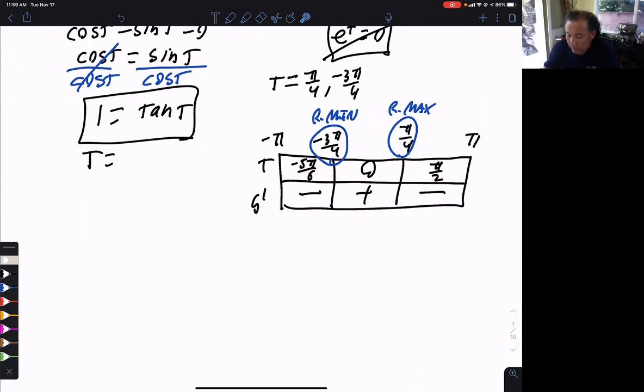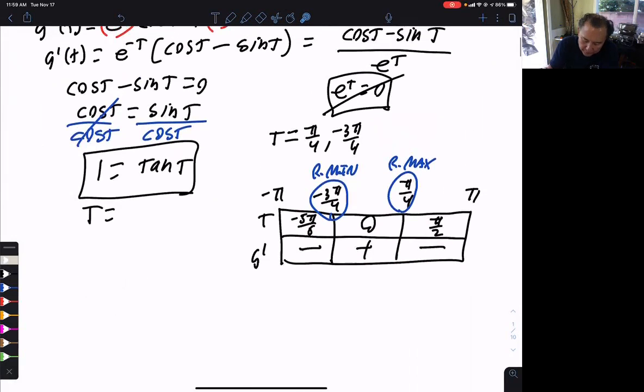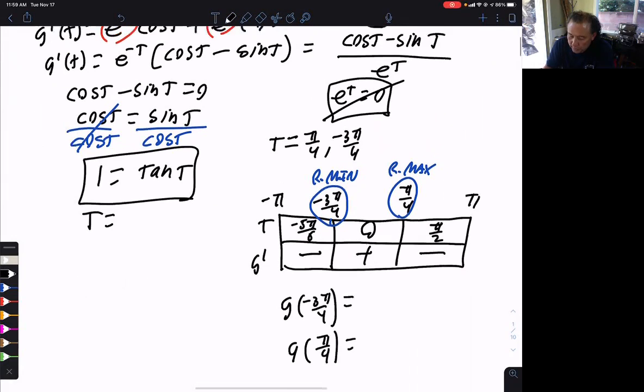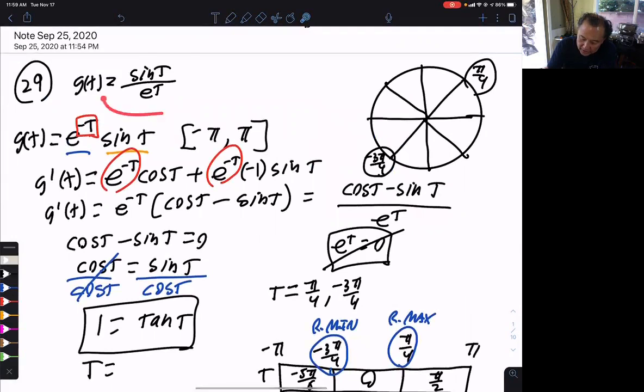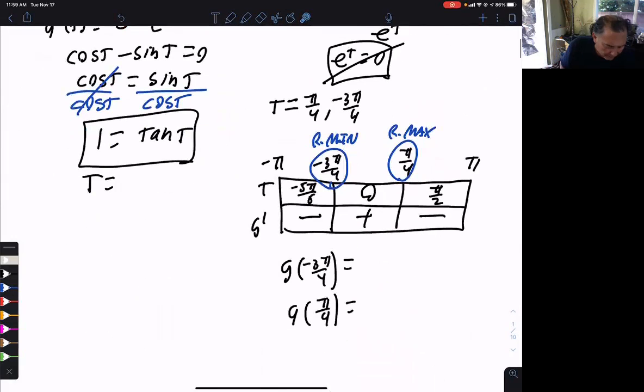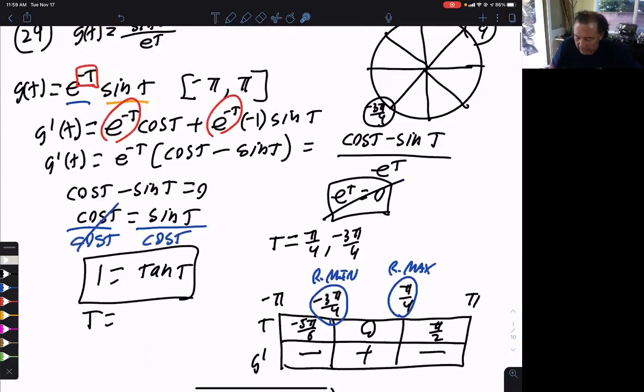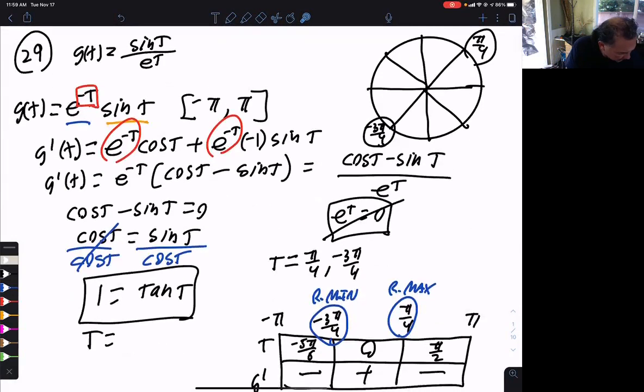In fact, I want to find the value of the function at those points so I can graph it. So what's g at negative 3 pi over 4? And what's g at pi over 4? So we'd plug those values into the original, and we would get some values for that. So let me go ahead and get those y values for you. Instead of popping to a calculator, I'm just going to look at the answer in the book because I can do that. Let's see, what number are we doing? Is this 29 from 4-3?